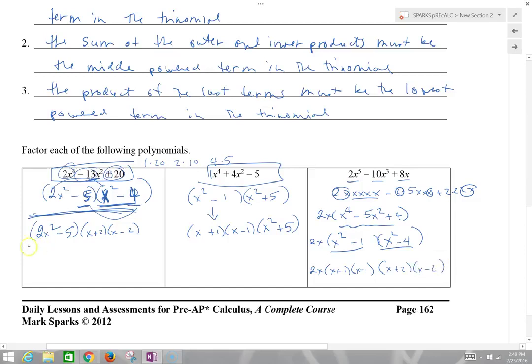So when we factor these, we could end up with 3 terms, like we did in here, or in this one we end up with 1, 2, 3, 4, 5.